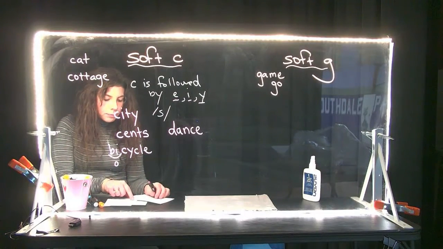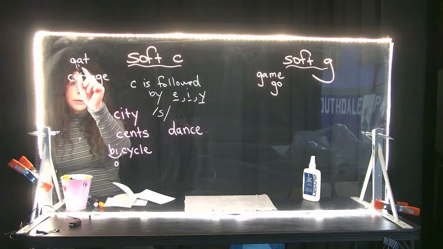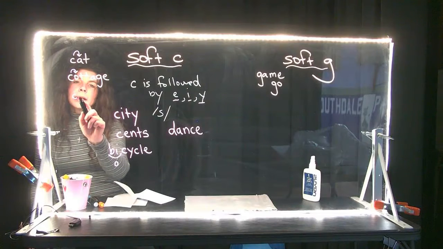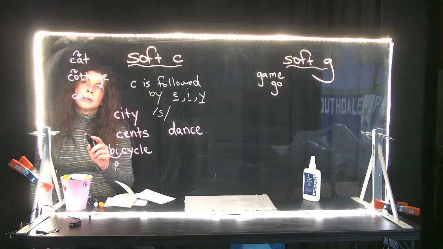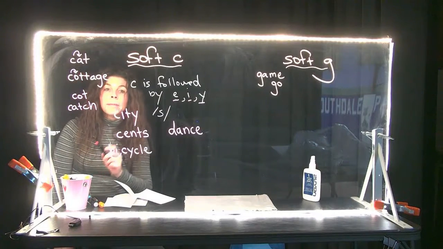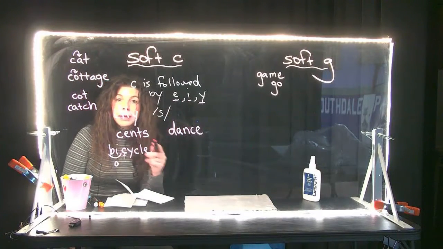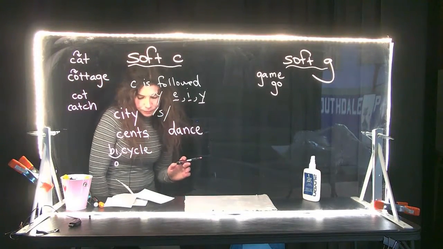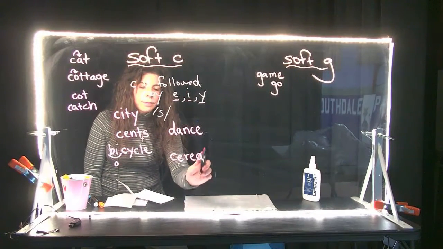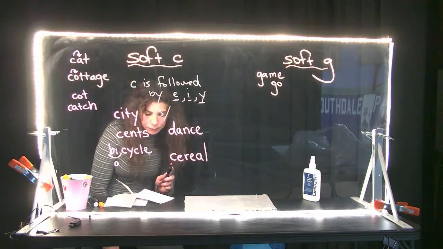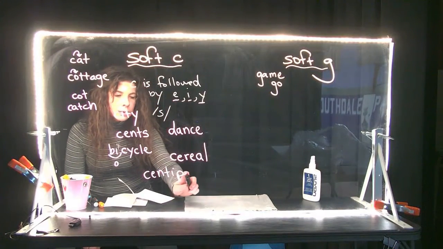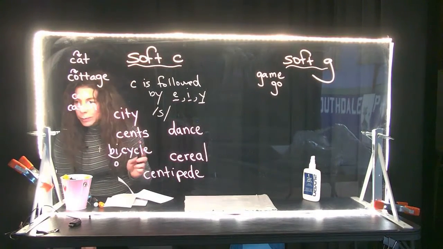If it's followed by an A or an O, then it just makes your k sound, like cot, catch. But if it's followed by an E, I, or Y, it makes an S sound. Cereal. Centipede.